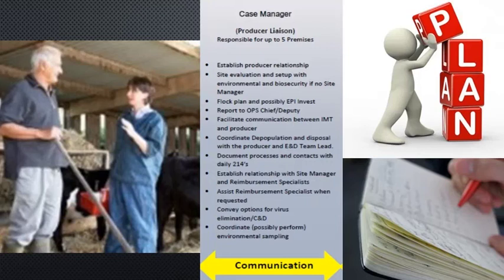The flock plans have to go to the ops chief for review and approval, and then we also sent them to the HPAI ops for review and approval. After that, they went to the state animal health official and the assistant director. Once they're signed by the state animal health official and the assistant director, as the case manager, I then carry it back to the grower and the company for their signature.